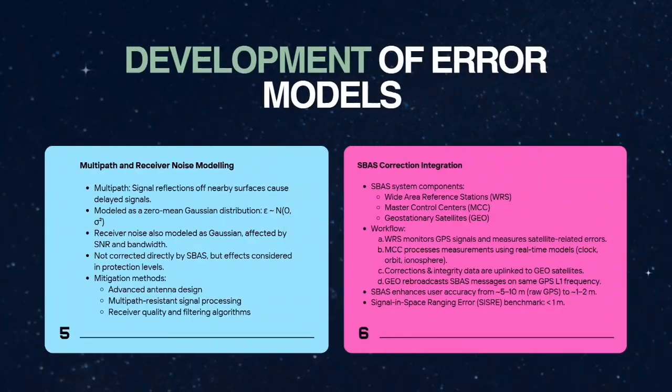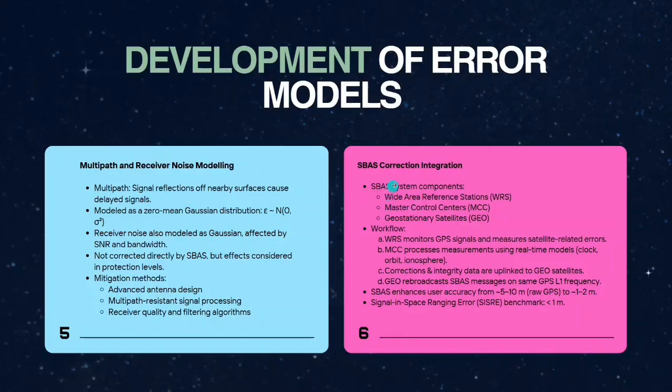Next is the multipath and receiver noise modeling. Multipath is signal reflection from nearby surfaces causing delayed signals, modeled as a zero-mean Gaussian distribution. The receiver noise is also modeled as Gaussian, affected by SNR and bandwidth. It cannot be directly corrected by SBAS, but the effects are considered in the protection level. So the mitigation methods are advanced antenna design, multipath-resistant signal processing, and receiver quality filtering algorithms.